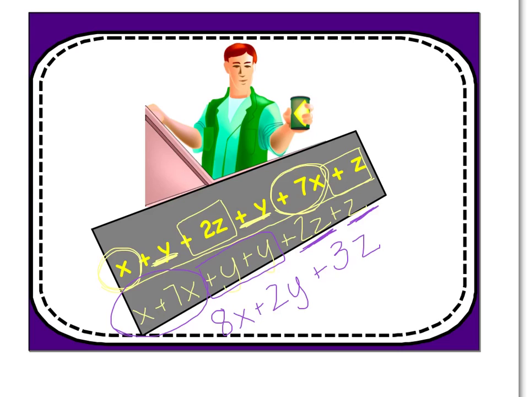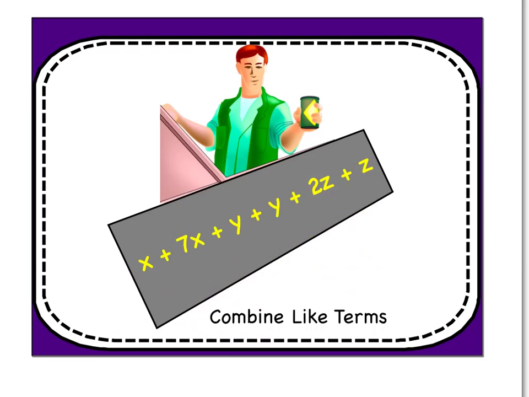No. Since they're not like terms, and x is not a y, which is not a z, then this would be my final answer. It's as simplified as it can get. So this is just showing you the steps that I just went through. We put the like terms right by each other, and then eventually we could add them together.